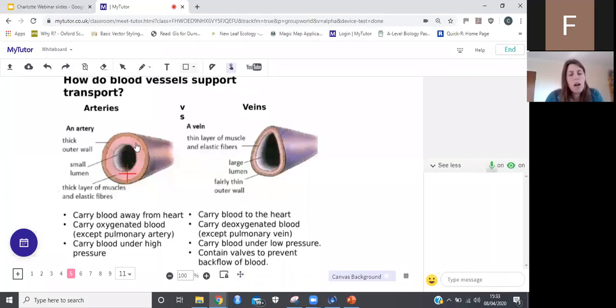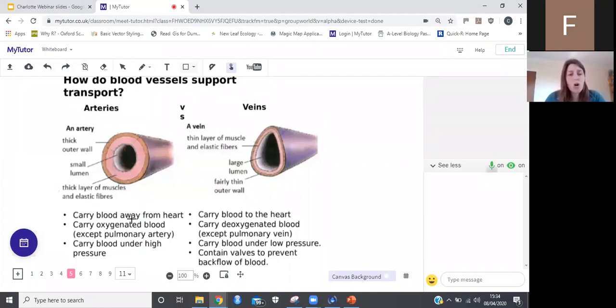And the thick layer of muscles and elastic fibers again allows it to withstand that high pressure and to keep that blood going for as long as it can. Then you've got a small lumen. Again, this is all to keep that high pressure up. So the blood is traveling along a small space at high pressure. It keeps it going for a long time. The lumen is the word that we use to describe the empty space in the middle where the blood is actually flowing.